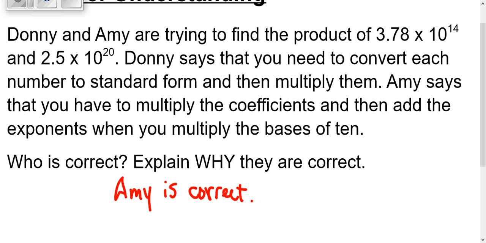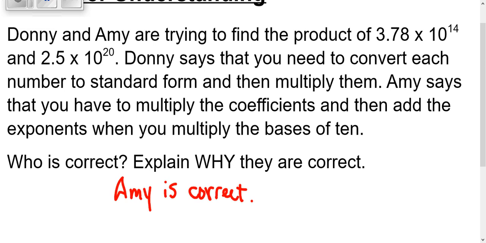All right, so Amy is correct. You do not need to convert each to standard form. Could you? Yes. But after you multiply those huge numbers, obviously you know that something's wrong. It'll be just too difficult. You can't even fit those numbers in the calculator.